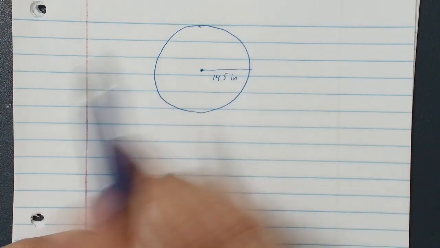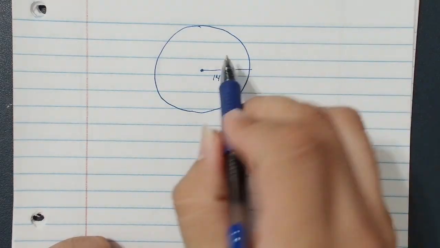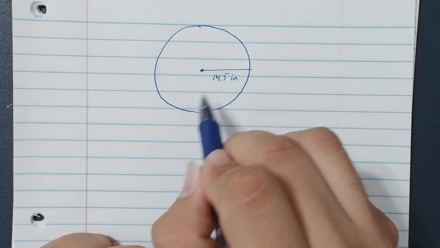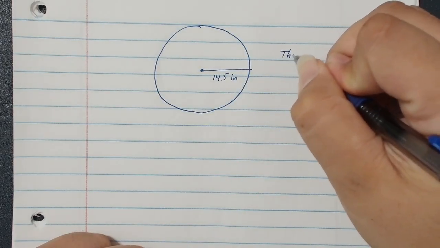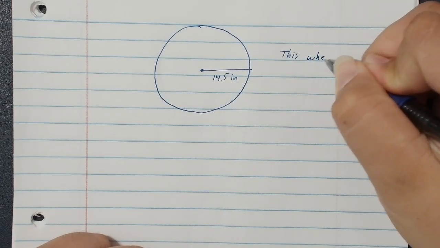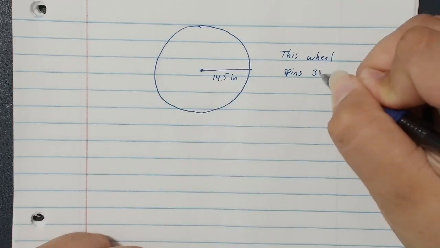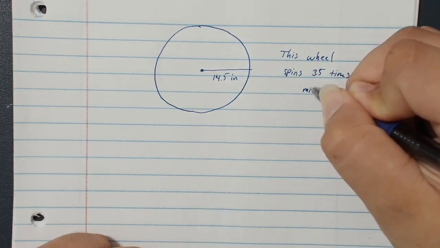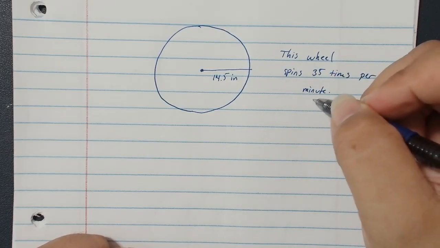Now you're going to have it spin around. Let's say 30 times a minute. Okay, so here, this wheel spins 35 times per minute. Let's go ahead and find both the angular and the linear speed.